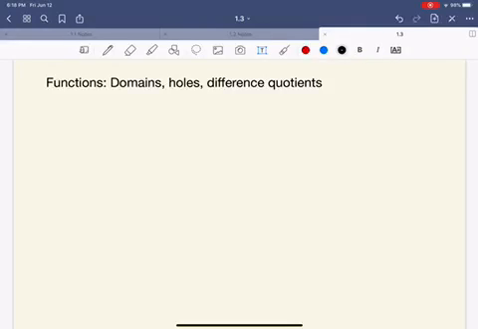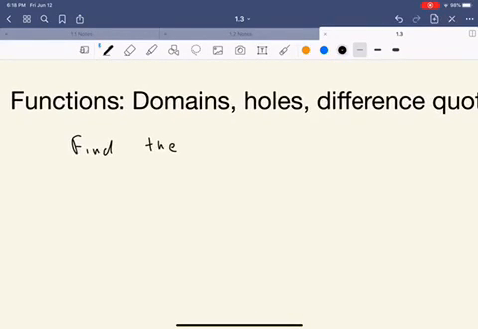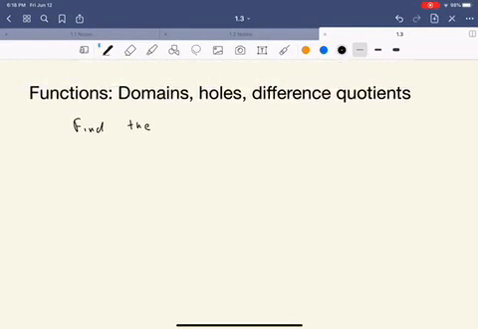All right, let's continue with functions domain. So we're going to do a situation where we have a hole. So we're going to find the domain for y equals f of x equals x minus 3 over x squared minus 9.